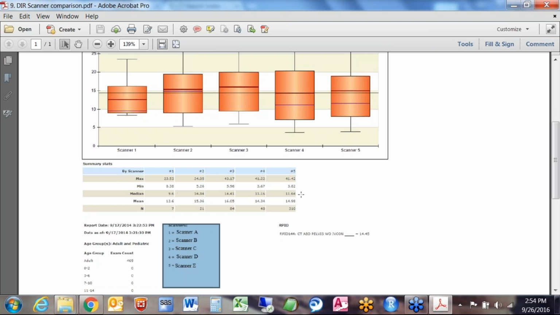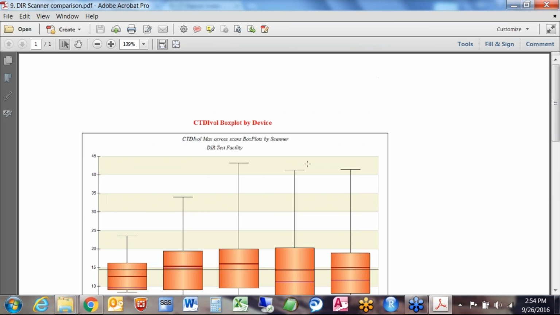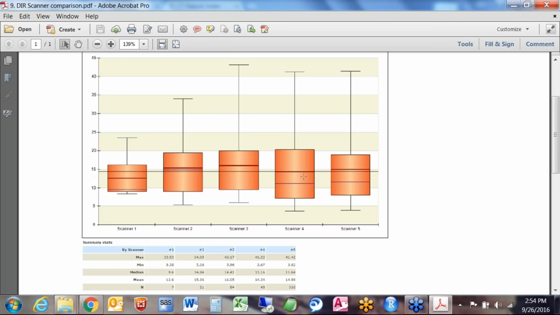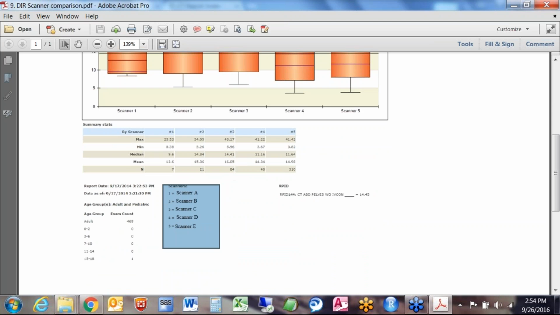And the median for each of the scanners is listed here. This one is actually the DIR median, 14.45. You can see the line across. The black line across all the scanners is the DIR median, and each of the scanners has their own red line as their median, and you can compare their median with the DIR median. So if you want to compare your scanners, then you can do it this way.